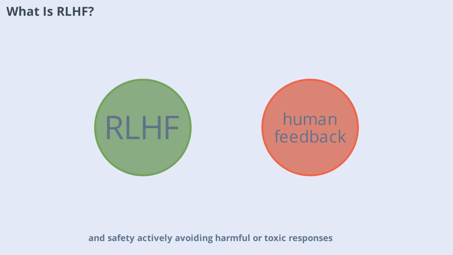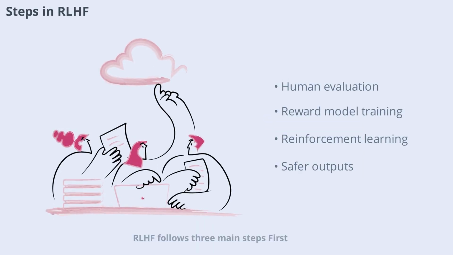RLHF follows three main steps. First, humans evaluate and rank outputs from the base model. Second, a reward model is trained to predict the human ranking for any output. Third, the language model is fine-tuned against the reward model using reinforcement learning algorithms, such as PPO or DPO. This process helps the AI learn to avoid generating harmful, toxic, or deceitful content, making it safer and more aligned with human expectations.